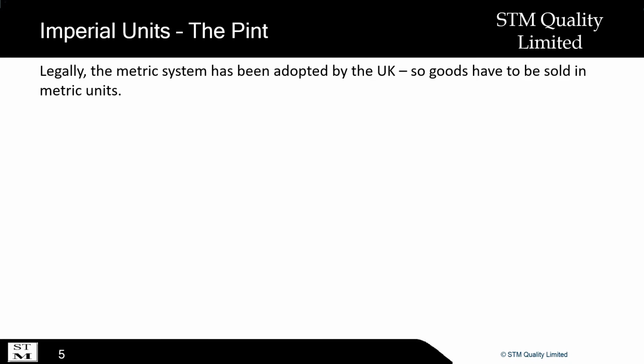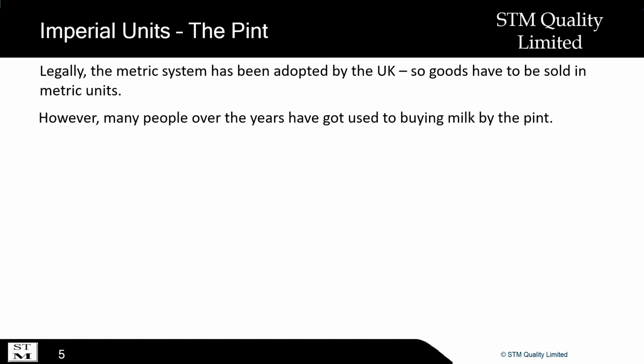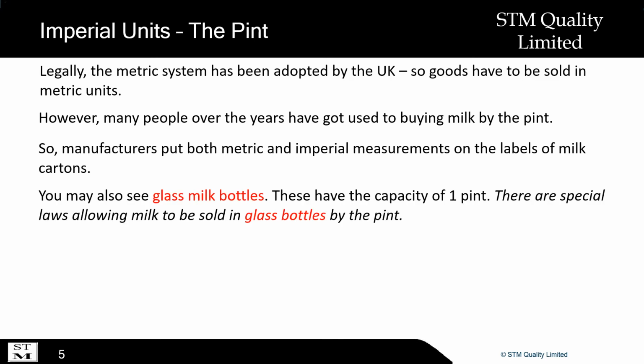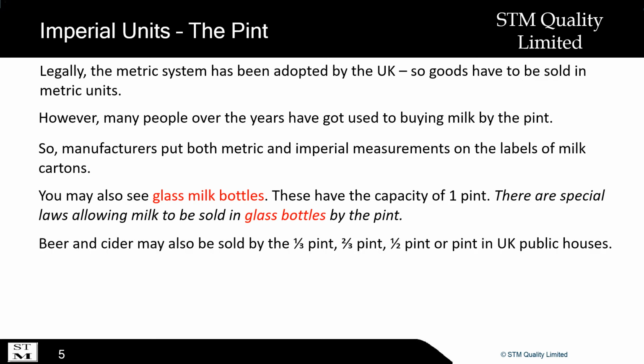Legally, the metric system has been adopted by the UK, so goods have to be sold in metric units. However, many people over the years have got used to buying milk by the pint. So manufacturers put both metric and imperial measurements on the labels of milk cartons. You may also see glass milk bottles. These have the capacity of 1 pint. There are special laws allowing milk to be sold in glass bottles by the pint.